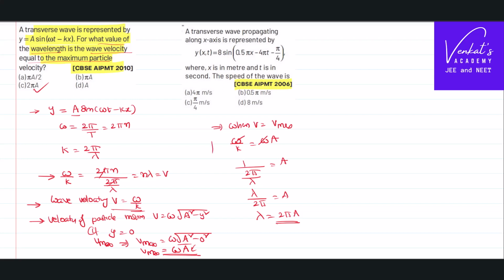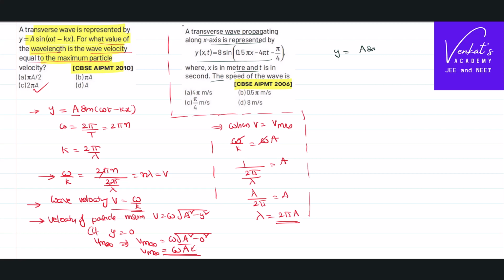We wanted the wavelength in the problem. This is all for the first problem. Now let's have a look at the second problem. It is given that a transverse wave is propagating along the x-axis, represented by this equation. Again, the equation is in the same format.